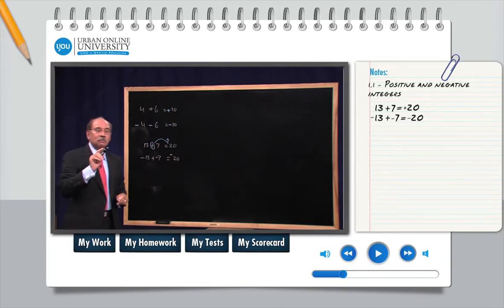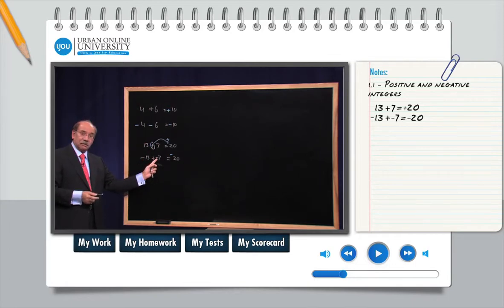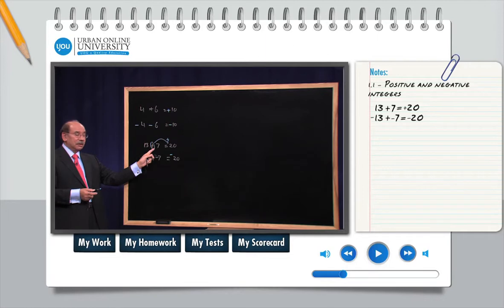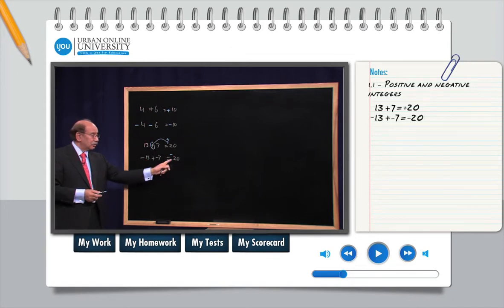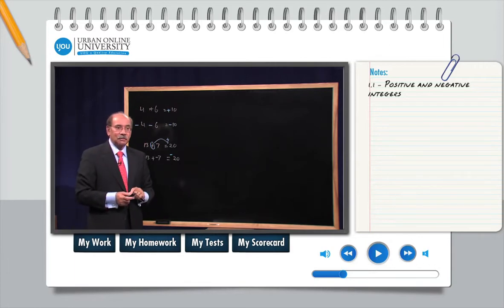So let me summarize this rule here. When you're adding two numbers with the same sign, two positive or two negative, you add the two numbers, which is 7 plus 13, which makes it 20. Put the sign of either of the numbers, which is positive. The same rule applies to negative integers in this case. 7, 13, you add them up, the answer is 20. Take the sign of either of the two numbers, stick the sign here, which makes it negative 20.